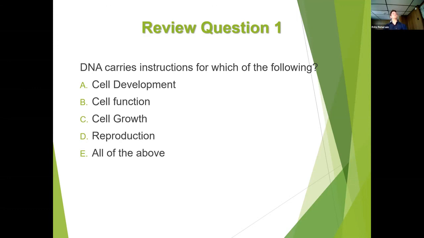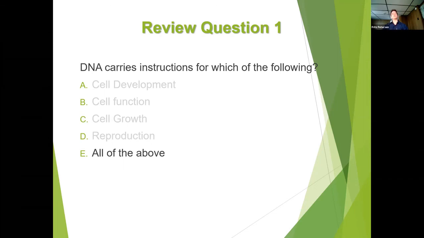So for the first question, DNA carries instructions for which of the following? A, cell development, B, cell function, C, cell growth, D, reproduction, or E, all of the above. Like I said, I'm going to give you about 10 more seconds on this. So the correct answer here would be E, all of the above. Remember, just as an interesting note, that in certain instances it can also carry instructions for apoptosis or cell death.